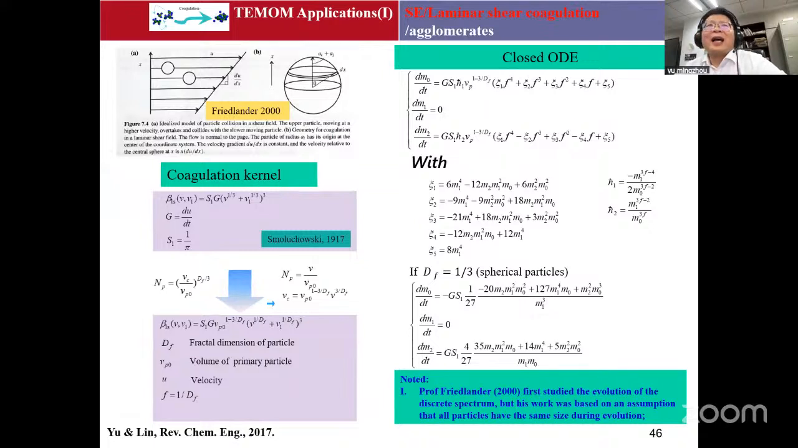I give some examples using this method. This is the problem related to laminar or turbulent shear coagulation. The flow makes the small particles come closer and closer to become big particles. We can use TEMOM to obtain the governing equations for total particle number concentration, mass concentration and the second moment equation. We only need to solve those three equations.